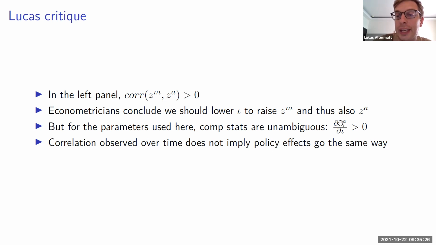And actually, A is increasing in IOTA. So lowering IOTA will actually decrease ZA instead of increasing it, as the econometrician thought. This shows that the correlation observed over time does not imply policy effects go the same way. So this is a standard application of the Lucas critique.